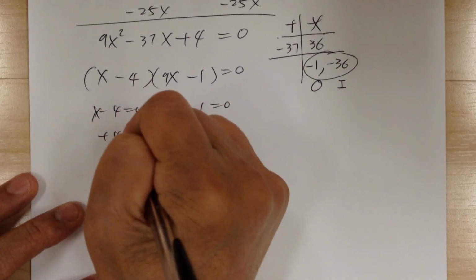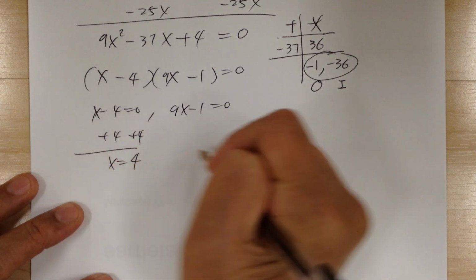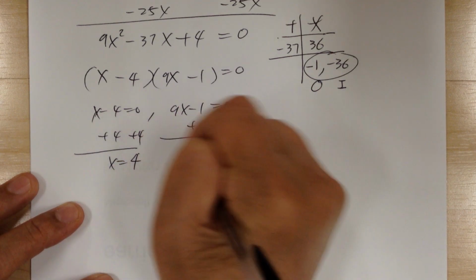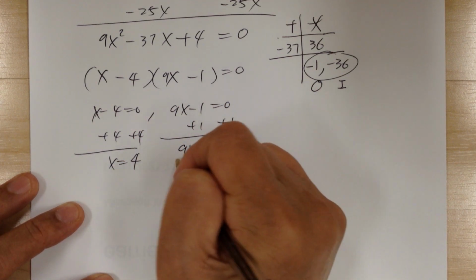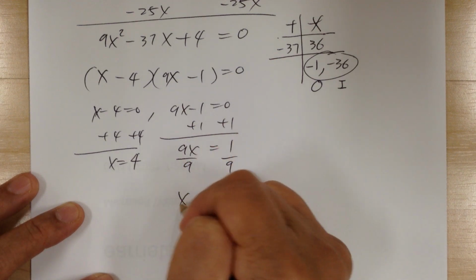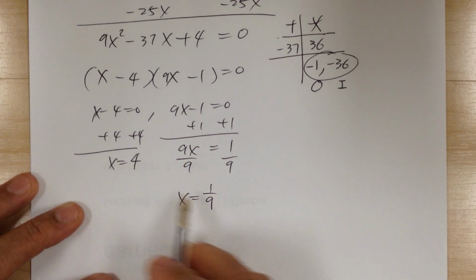So plus 4 on each side, so you got x equal to 4. This one you plus 1 on each side, so you got 9x equal to 1. Divide by 9, divide by 9. So x equal to 1 over 9. So you got these two answers.